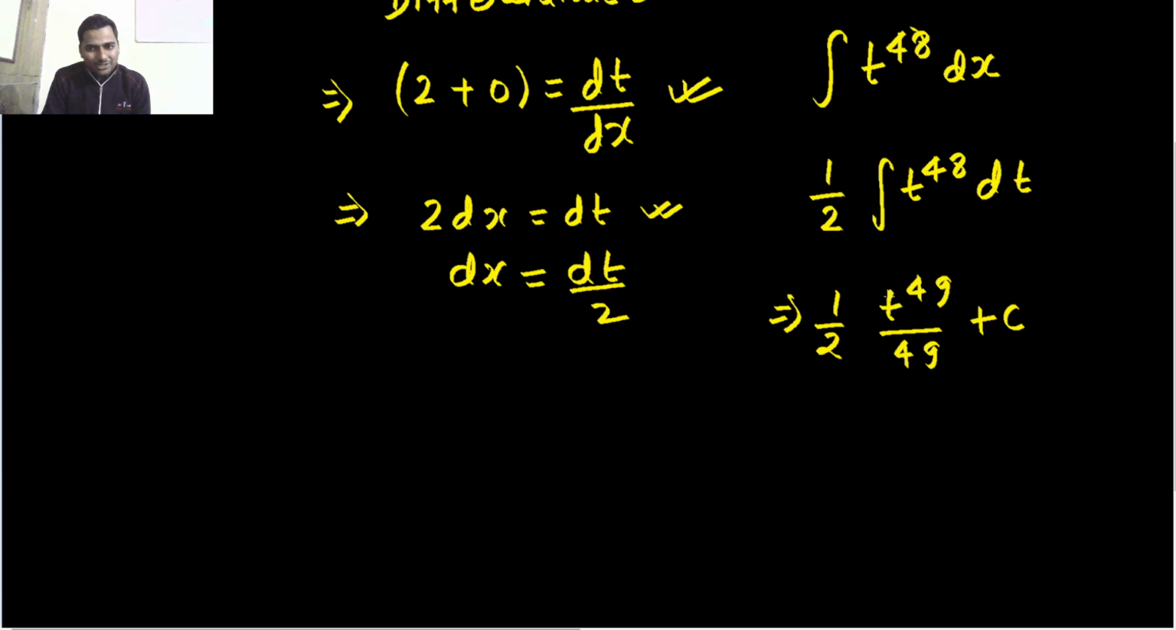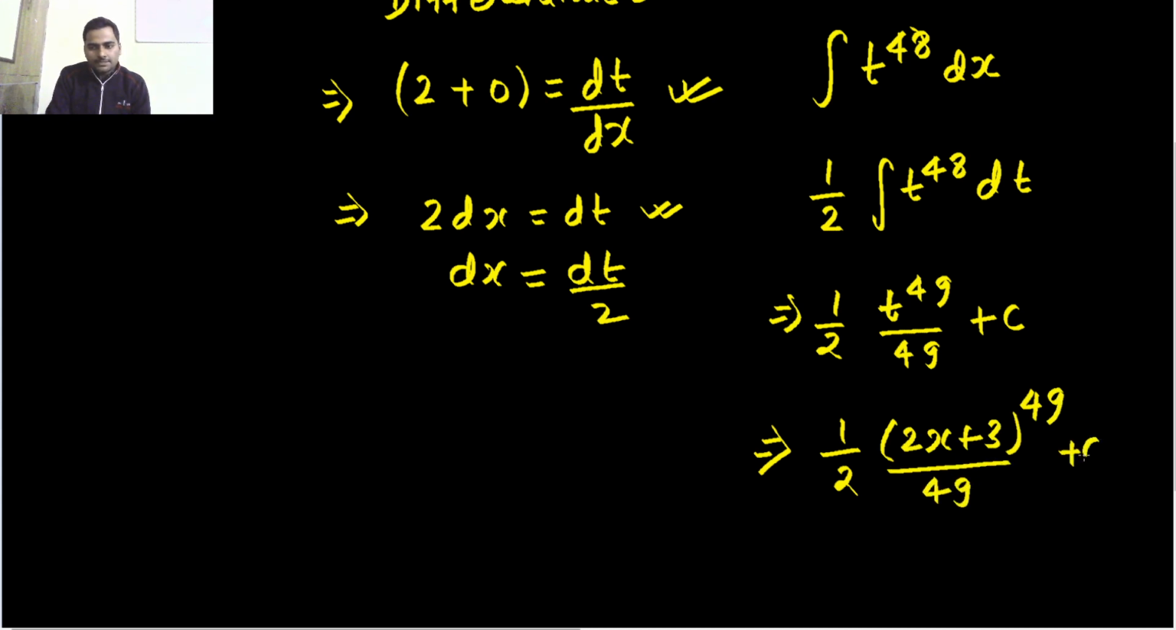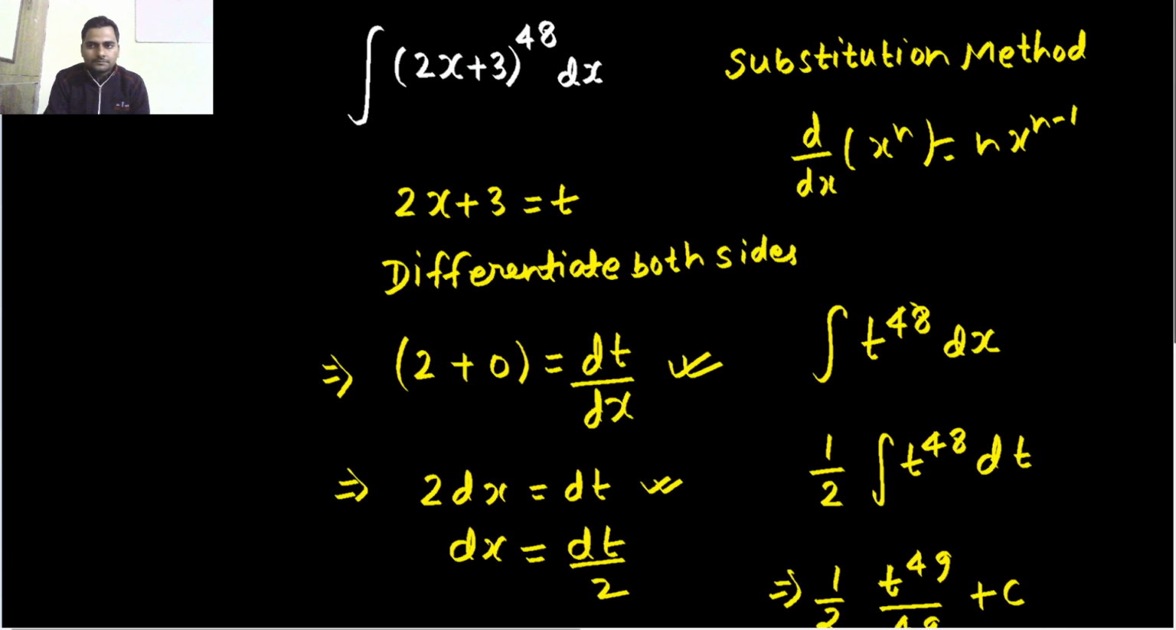Now, t was your substitution, mind this. Someone else would have assumed this to be equal to y. Because we get the same answer and no problem is created, you have to back substitute the value of t. What was your t? It was 2x plus 3, right? So (2x plus 3) power 49 divided by 49, plus c. Fine enough?